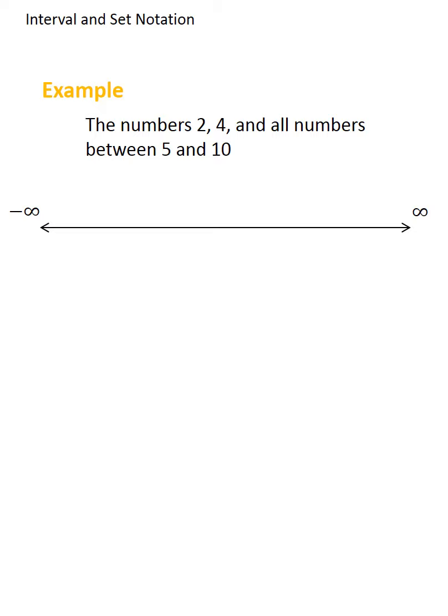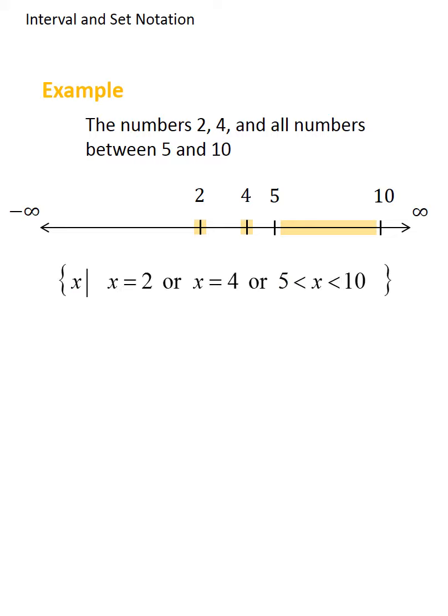Let's consider the numbers 2, 4, and all the numbers between 5 and 10, represented here. This includes numbers like 5.001, 9.999, 7, 4 and 2, of course, themselves. In set notation, we'd simply write it out as you would imagine, the set of all x such that x is 2, or x is 4, or x is between 5 and 10.